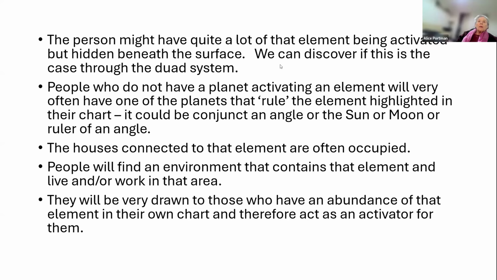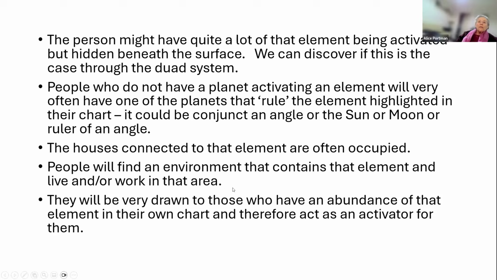The person might have quite a lot of that element being activated but hidden beneath the surface. And we can discover if this is the case through the Dwad system, which we're going to do a bit of. People who do not have a planet activating an element will very often have one of the planets that rule the element highlighted in their chart. It could be conjunct an angle or the sun or moon or ruler of an angle. Almost always that's the case. And people overlook the houses. I don't know why, because there's a very strong correlation to houses and signs, and houses connected to that element are often occupied.